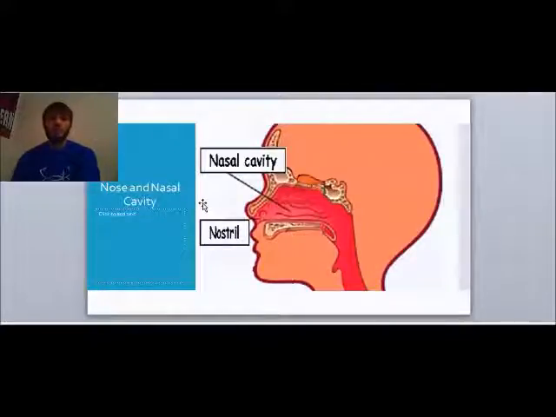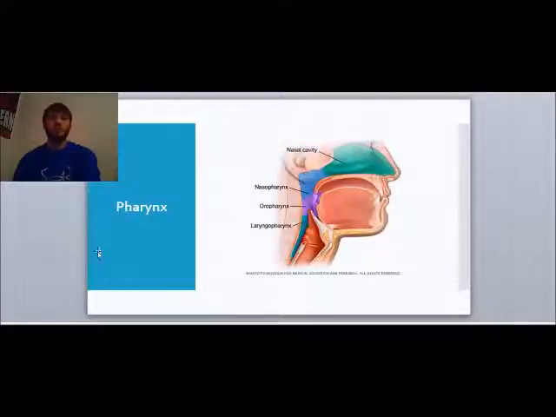The nasal cavity is a hollow space within the nose and skull that is lined with hair and mucous membrane. The function of the nasal cavity is to warm, moisturize, and filter air that enters the body before it reaches the lungs. The pharynx is divided into three regions: the nasopharynx, the oropharynx, and the laryngopharynx.